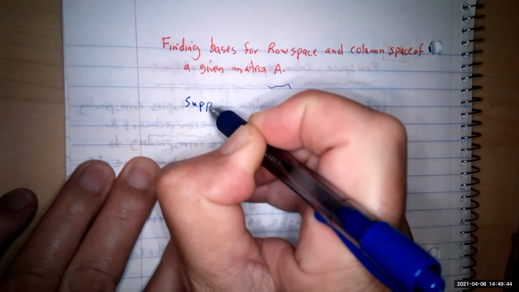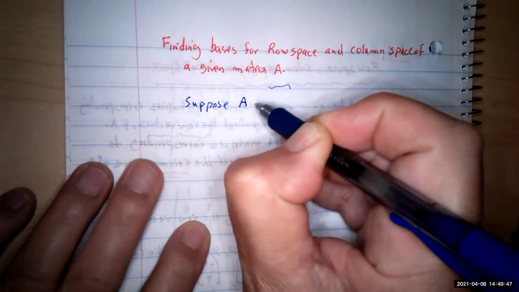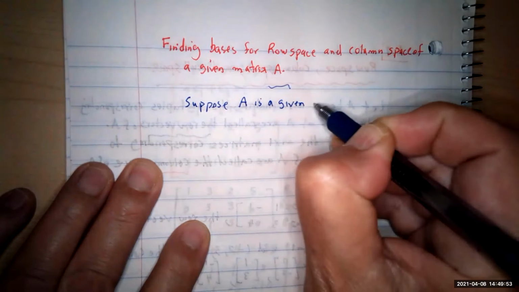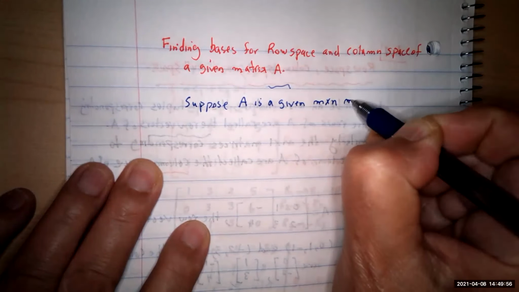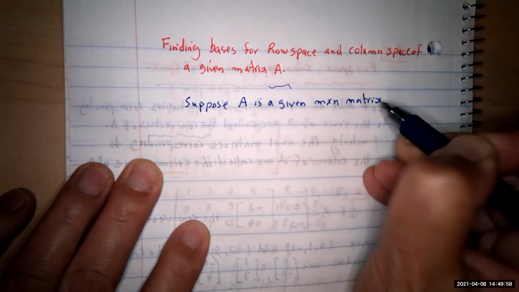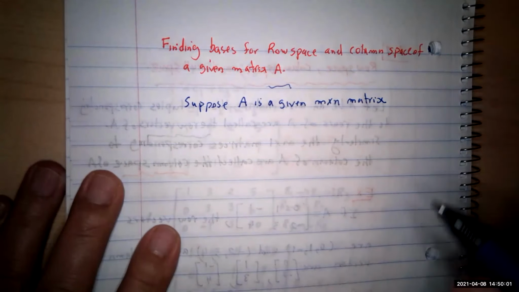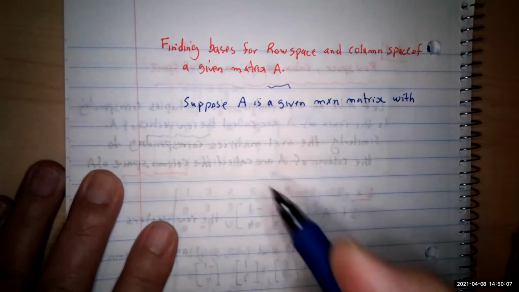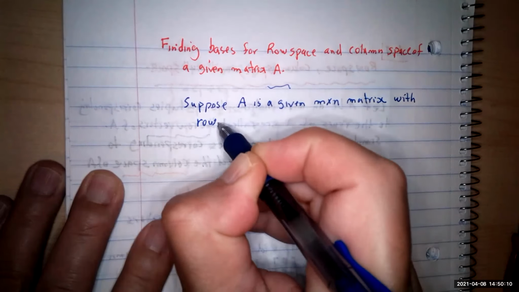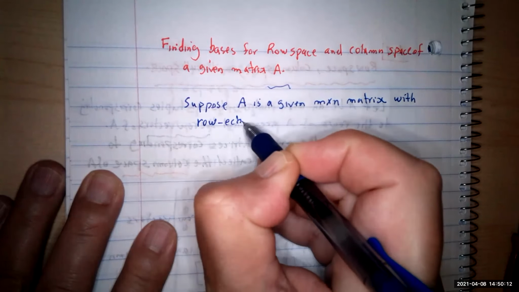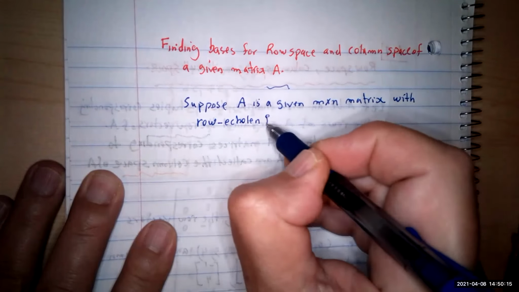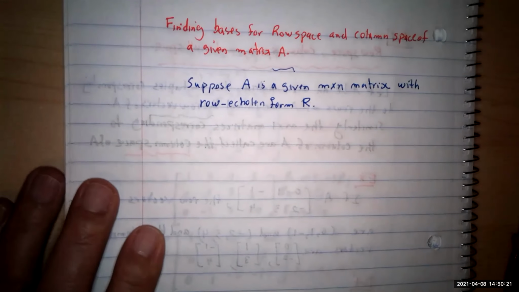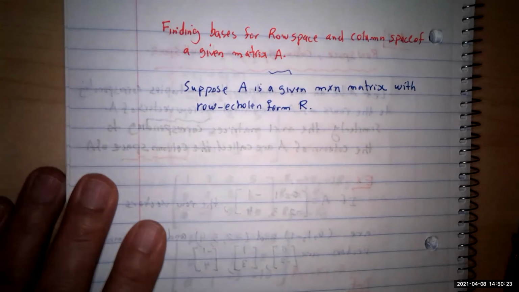Suppose A is a given M by N matrix with a row echelon form R. So you give me A, I give you R. I find the R first.